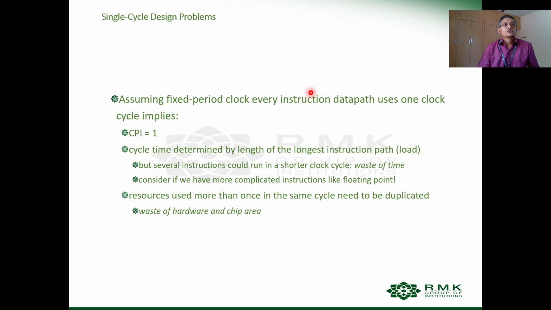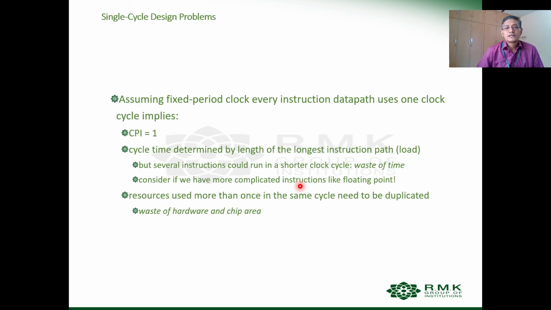So what is the problem associated with the single cycle design? We consider a fixed period clock cycle for every instruction, so CPI, clock cycles per instruction, is equal to 1. The cycle time is determined by the length of the longest instruction. In the data path, the load word instruction takes the longest path. The other instructions, which could be executed in less time, are also given the same clock cycle time as the load word instruction.